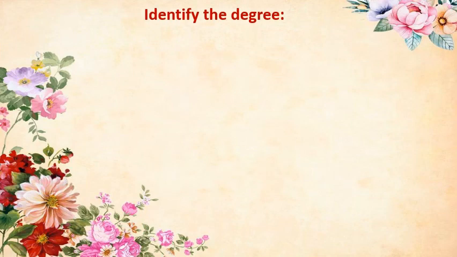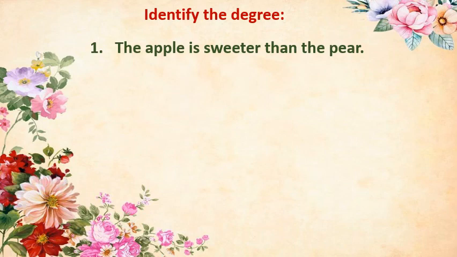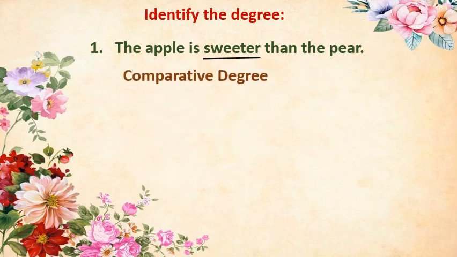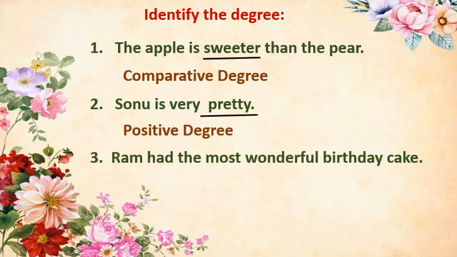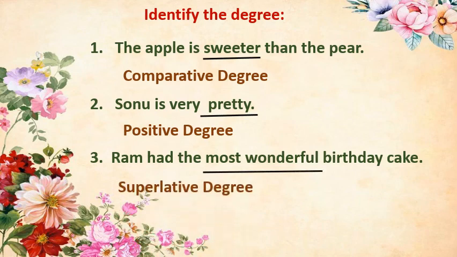Now identify the degree. First one, the apple is sweeter than the pear. Here, yes, you are right. Sweeter. This is in comparative degree. Comparative form, so it is a comparative degree. Second one, Sonu is pretty. Pretty is an adjective, so it is in positive degree. Third one, Ram had the most wonderful birthday cake. Your most wonderful. Yes, dear students, you are right. That is superlative degree. Correct.